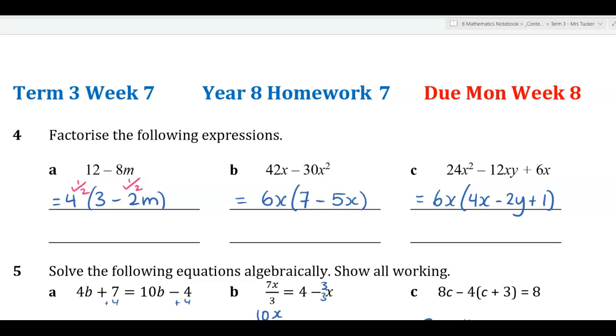That is not the most factorized form because they've got a 6 and you've got a 4m, right? So they both have a 2 that can come out of them still. So you want to look for their highest common factor. These are all 1 point, but you get half a point for inside the brackets and half a point for outside the brackets.